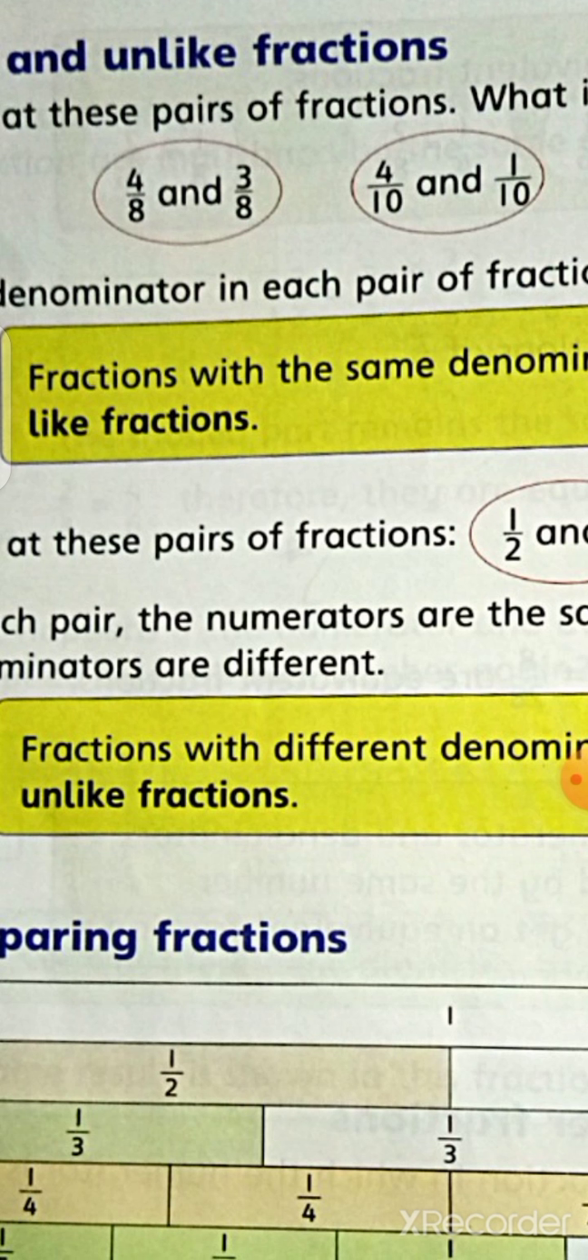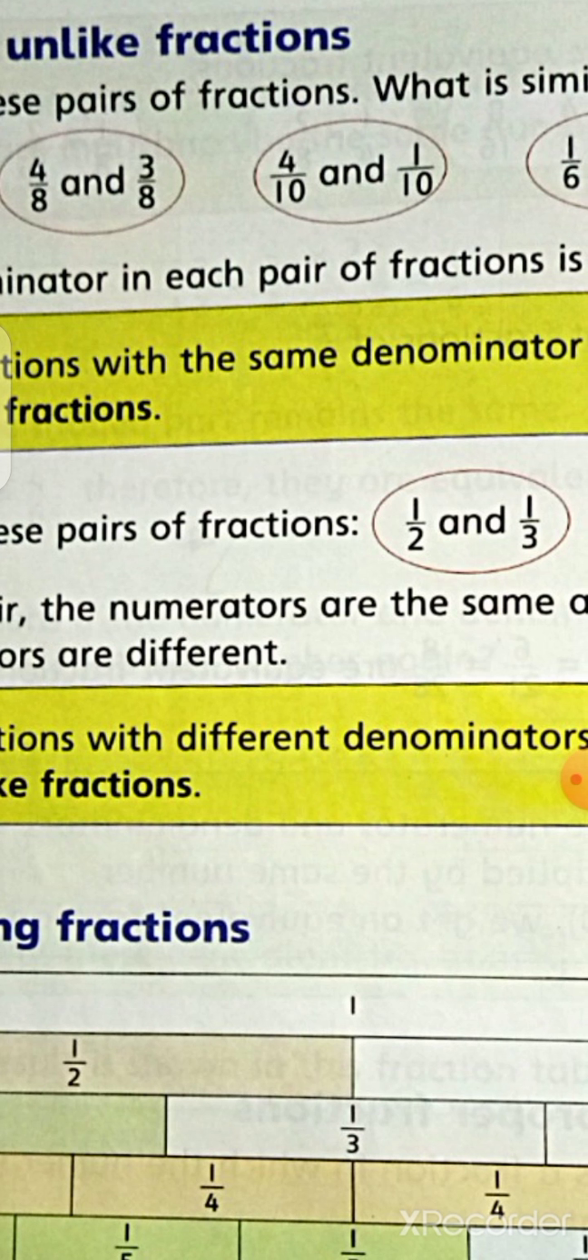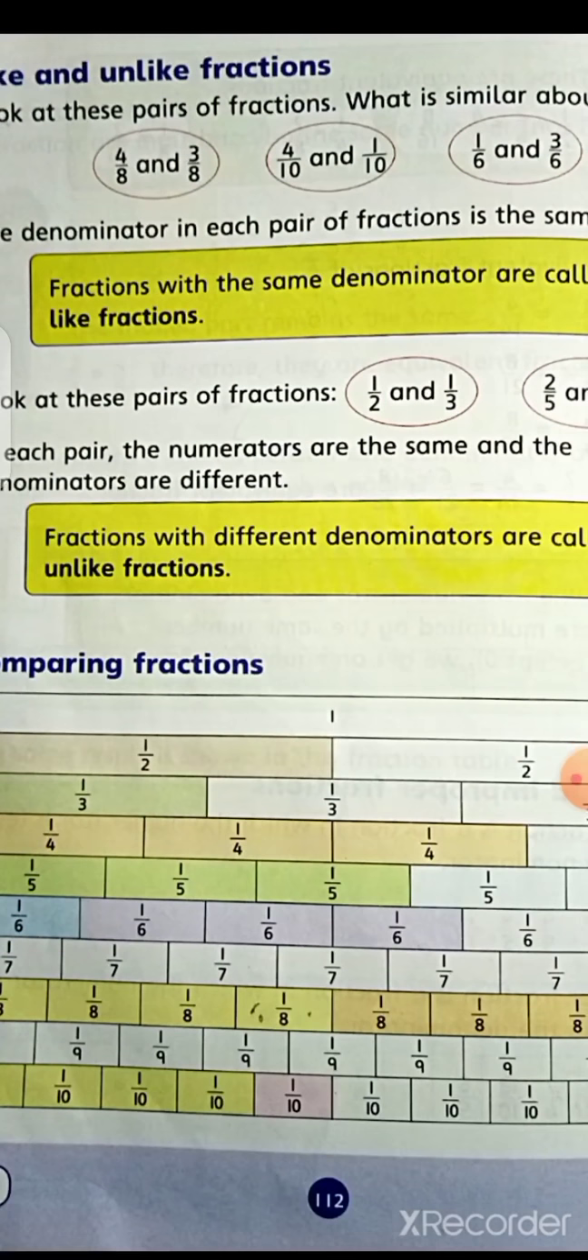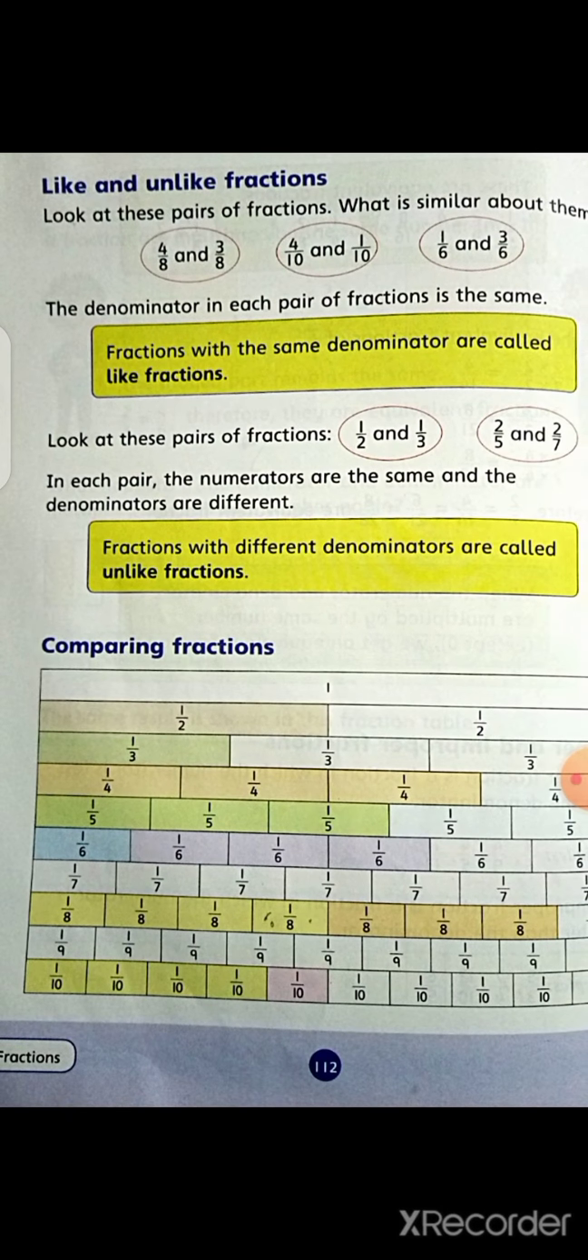In the second pair, 4 over 10 and 1 over 10, what is the same? Yes, the denominator is the same, that is 10. In the third pair, 1 over 6 and 3 over 6, the denominators are the same. So the denominator in each pair of fractions is the same. Fractions with the same denominator are called like fractions. Remember, fractions with the same denominator are called like fractions.